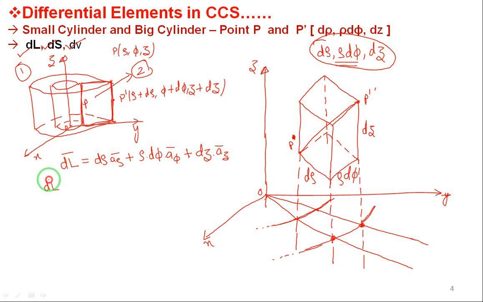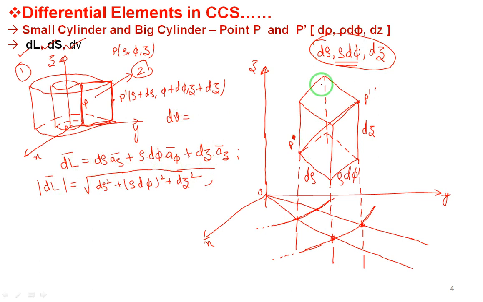If you want the magnitude, so the magnitude of the dl vector, the distance between point P and P dash, is the square root of d rho squared plus rho d phi whole squared plus dz squared. So this is about differential length. Then before going for differential surface area, first I will calculate the differential volume dV.